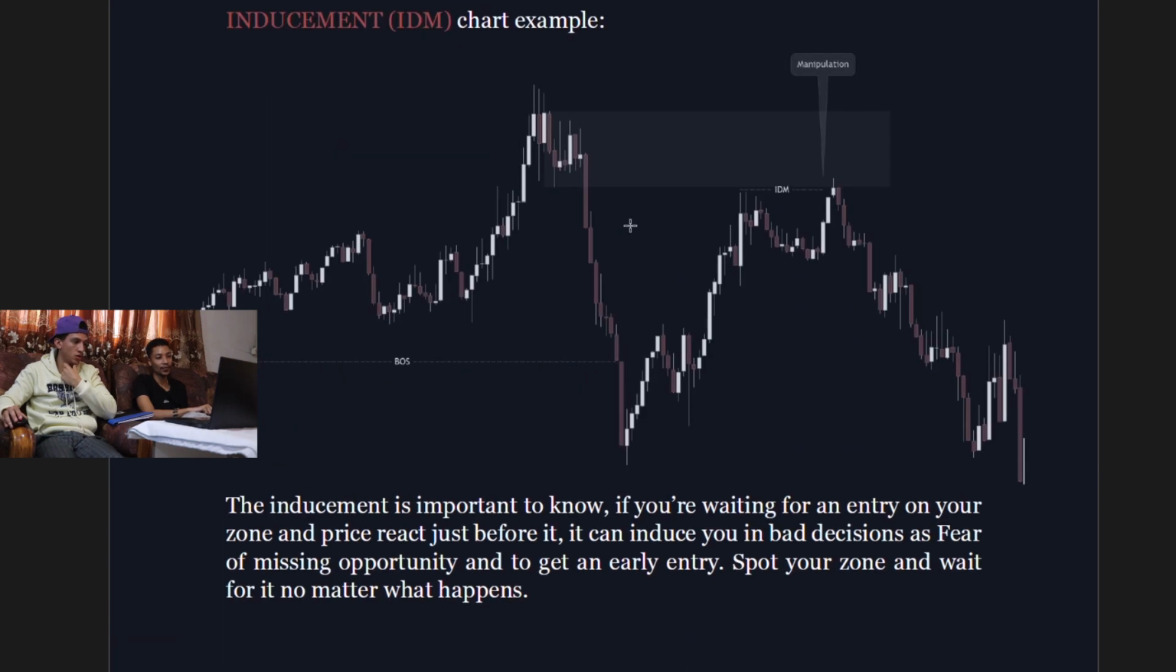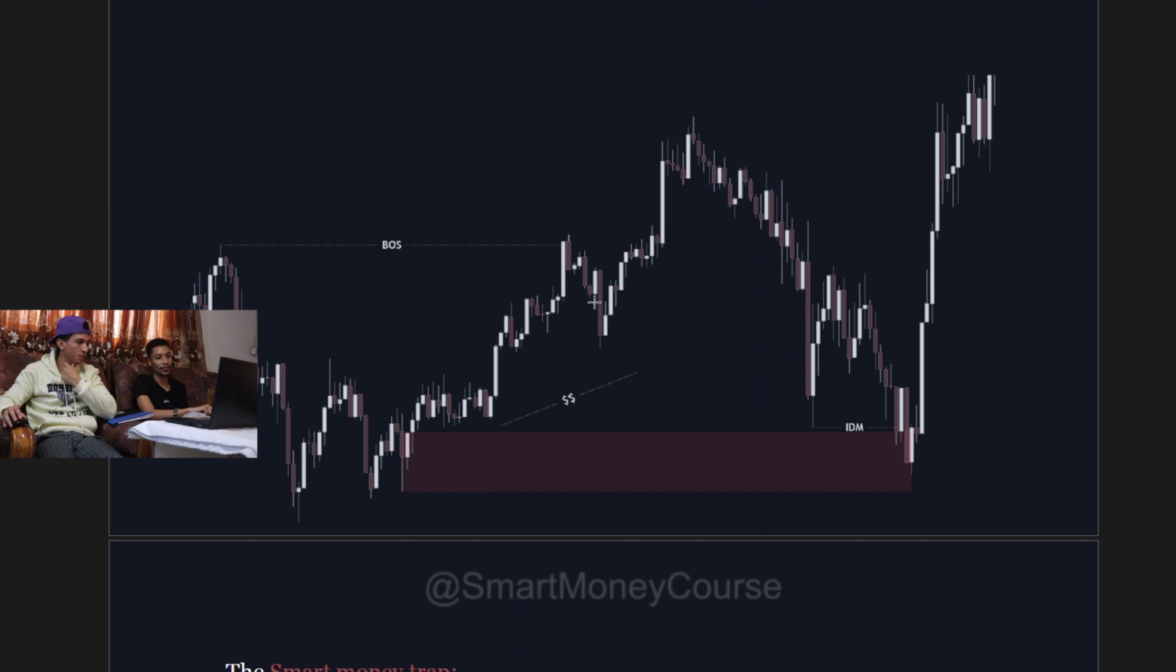This is your sell, basically your bearish example, and here's your bullish example. So you have a break of structure, you have a sell side liquidity, and this is where you have your inducement period, which is right here.